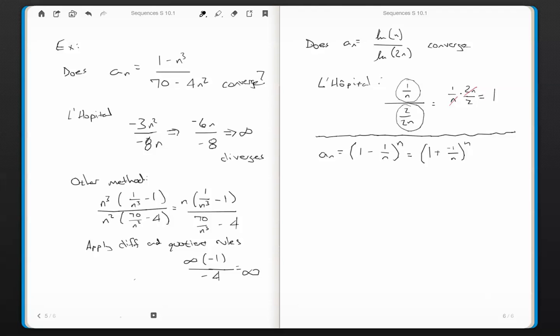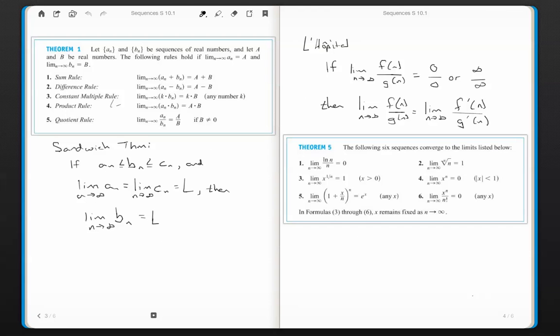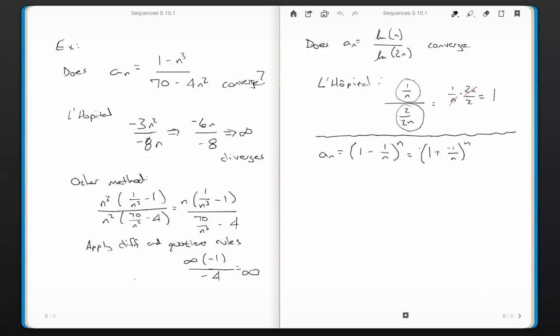Where am I here? I lose my pointer a lot. Oh, too far. So 1 plus x over n to the n equals e to the x. So when I go back to this guy, 1 plus negative 1 over n to the n, that's going to equal e to the negative 1, which equals 1 over e. Good, so that one converges. It looks a little bit like one of our tools that we've got.